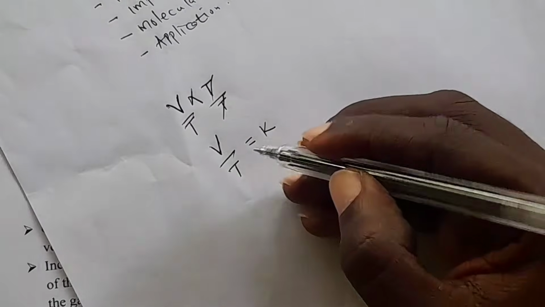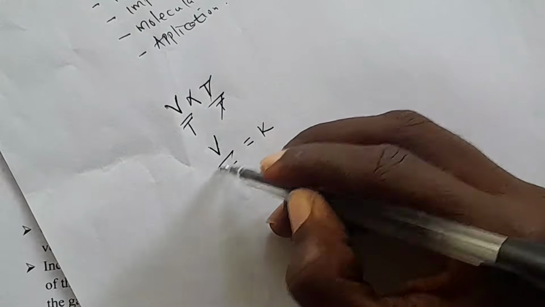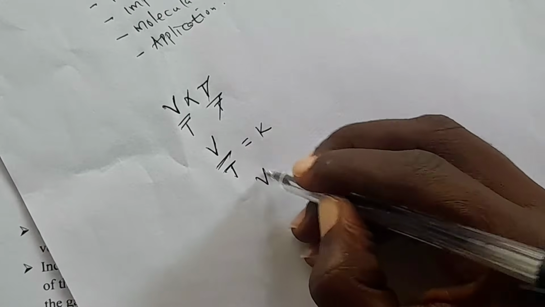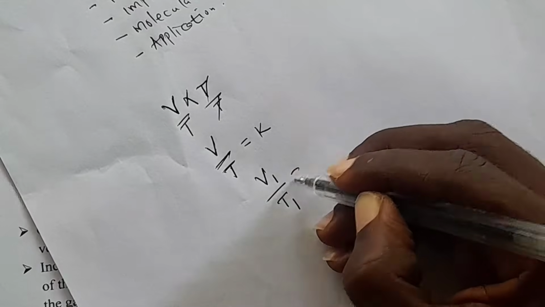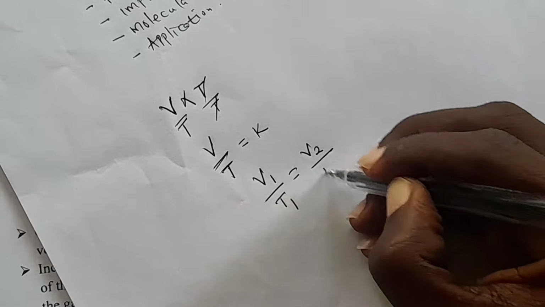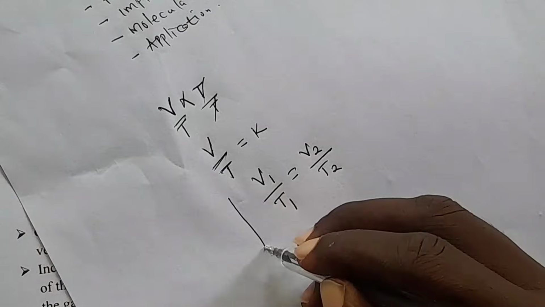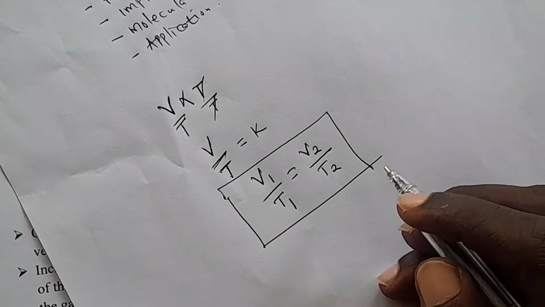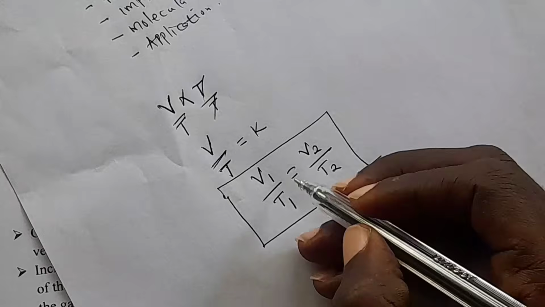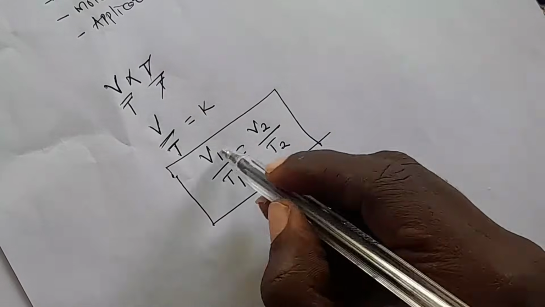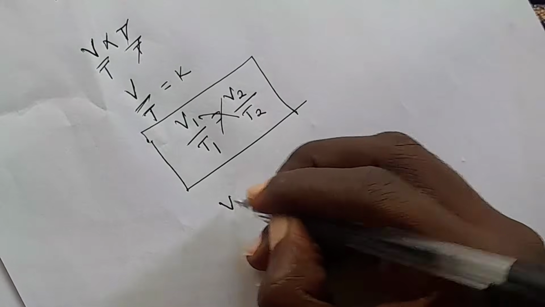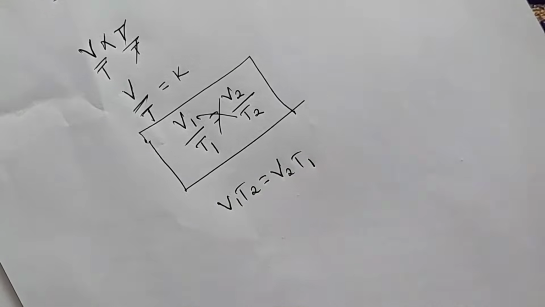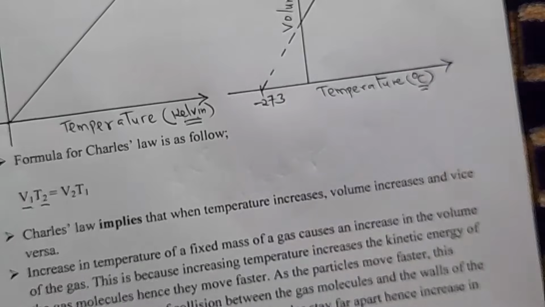Remember, in Charles' law, volume and absolute temperature are variable, while pressure remains constant. So V1 over T1 will vary to V2 over T2. This will be the formula for calculating Charles' law on various conditions. We can simplify this formula by cross multiplying, so we remain with V1T2 equals V2T1, as we have on our note here.